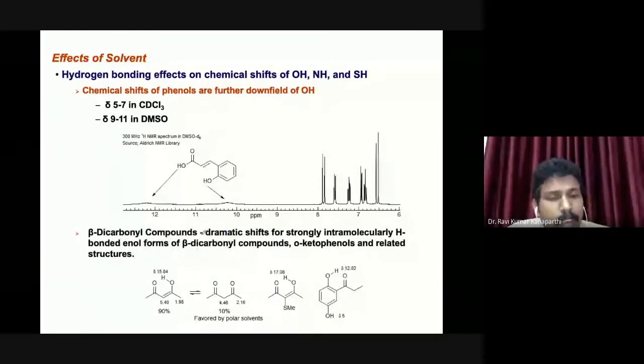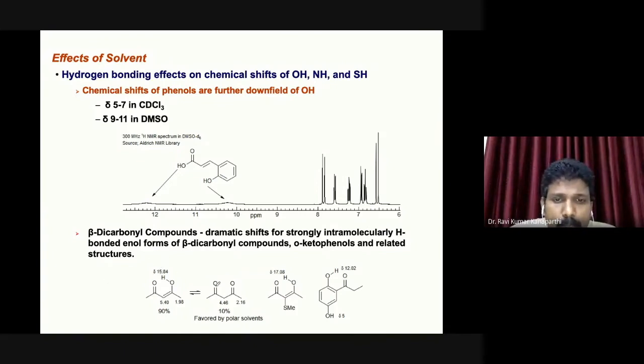Another thing is a peculiar and very rare behavior. Normally, we don't see the carboxylic acid beyond 12 or 13. I already mentioned that it can go up to 12 or 13, but you can't really find a system where the chemical shift values are seen beyond 13 or so. Very rarely.